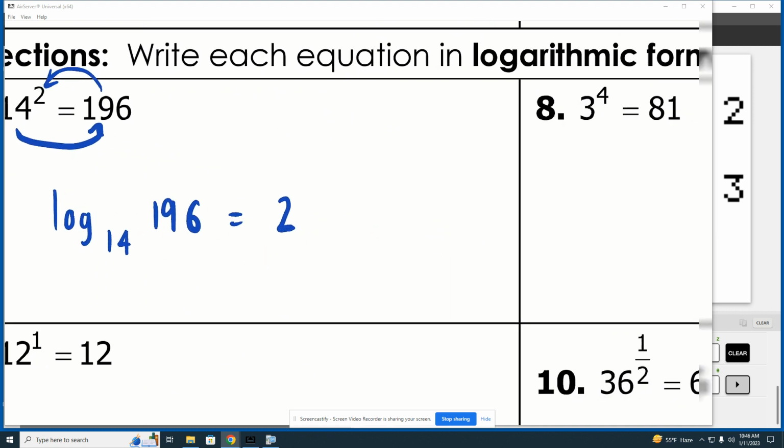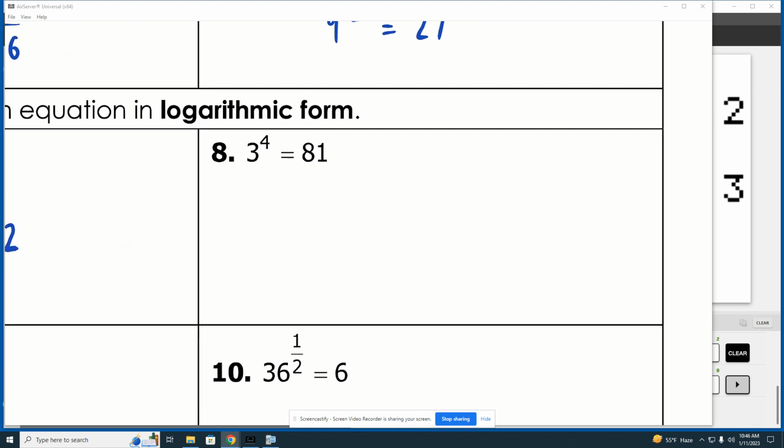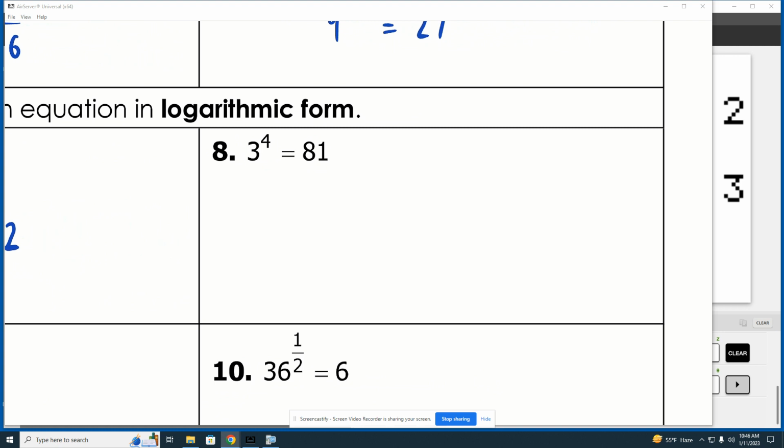Okay? This is where second period thought there was some trick. There's no trick. This is it. I mean, it's this easy. You just have to know the connection between logarithms and exponents. And again, I told you why, but we're going to do that this week, Friday.